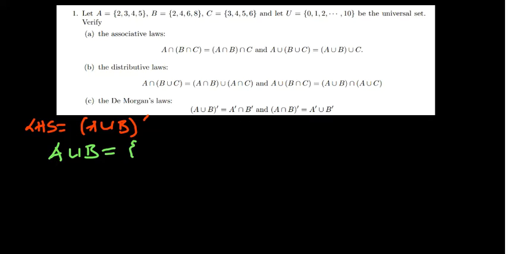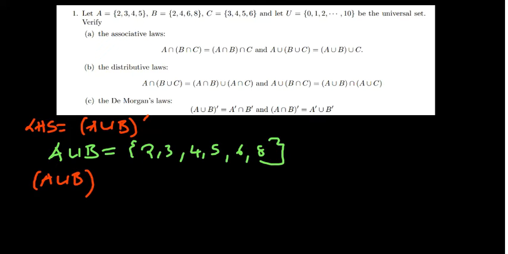A union B is, so that means you combine A with B, right? So if we do that, we'll have 2 3 4 5 with an addition of 6 and 8 from B. Now the complement of that, so first of all I simplified A union B. Now the next step I'll say now complement of it. Remember that is what the left hand side is equal to.